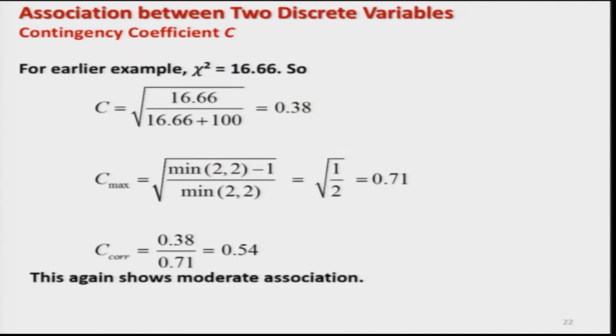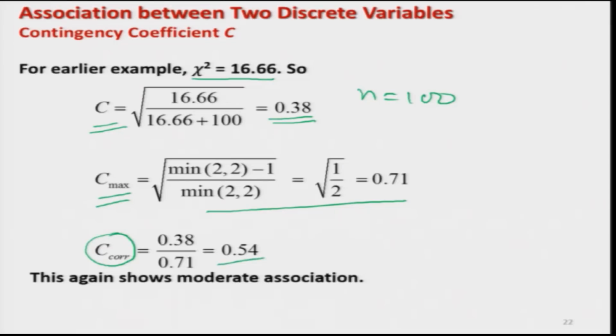So, if I compute the value of C based on chi square equal to 16.66, then the value of C is coming out to be 0.38, obviously n is 100 here, and the value of C max is coming out to be 0.71, and finally the value of contingency coefficient is coming out to be 0.54. Since this value is lying between 0 and 1, somewhere in the middle, once again I can say that this is indicating a moderate association between the two variables.